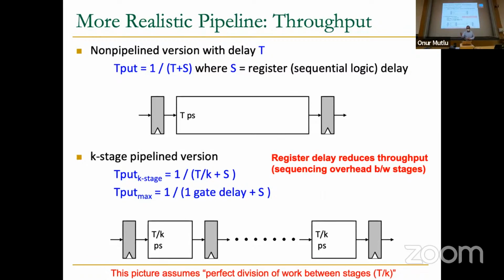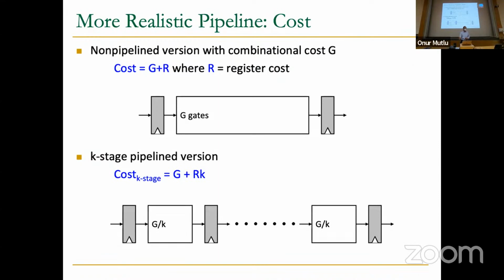Okay, so this is the throughput. Let's take a look at cost now. So this is the non-pipelined version with combinational cost. Assume that you have G gates over here and you have R registers. That's the register cost. Your cost is G plus R, roughly again. We're doing analytical equations over here.